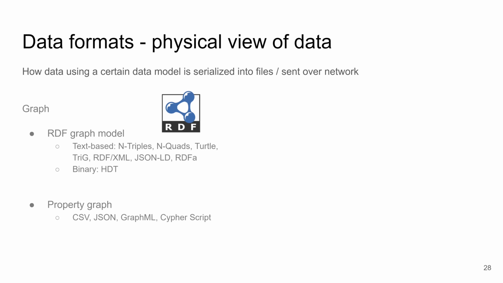So for a given data model, we will talk about how can we serialize it or save it into a file or send it over the network. For instance, for the RDF graph model, there are 7 standard serializations and 1 non-standard serialization. Some of them are text-based, some of them are binary. For the property graph data model, there are many different representations in files.